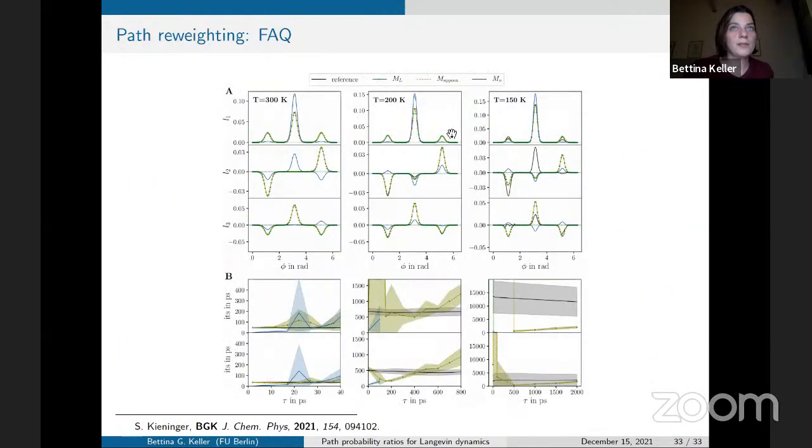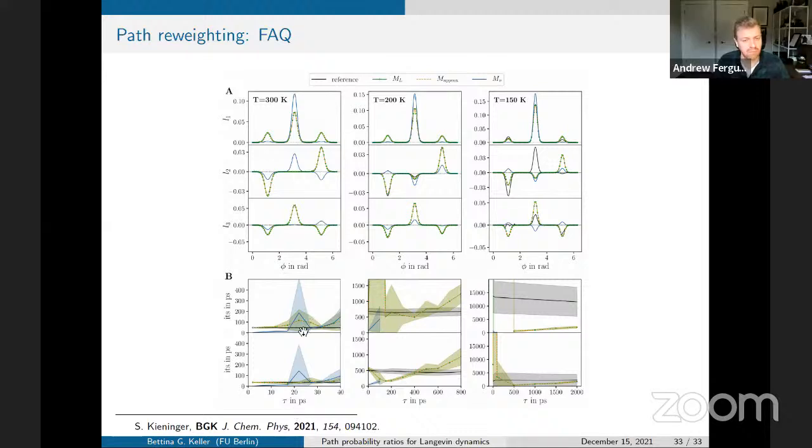So what we did here is we have butane at 3 different temperatures, 300, 200, and 150. In all cases, we recover the correct eigenvectors by biasing and reweighting. At 300 Kelvin, this doesn't really give you a gain, especially at larger implied times, larger path lengths, then the uncertainties become large.